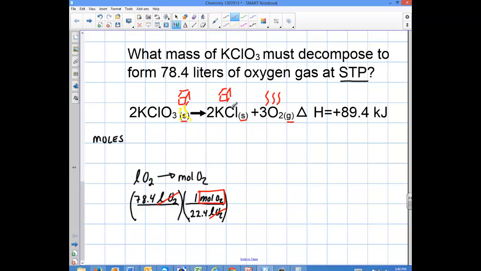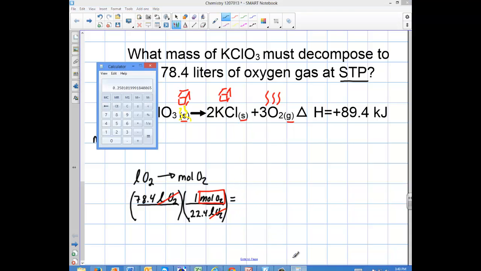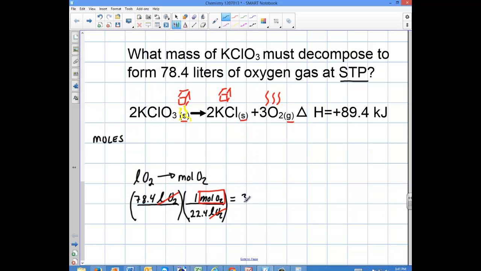So I'm going to go ahead and perform this calculation. We're going to take 78.4 divided by 22.4, and that's going to give us 3.5 moles of O2. Now we can control the actual experiment. So here's my 3.5 moles of O2. Let me put this in red just to show you that that's what we ended up with.